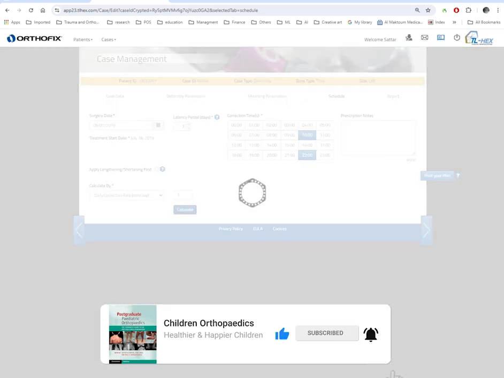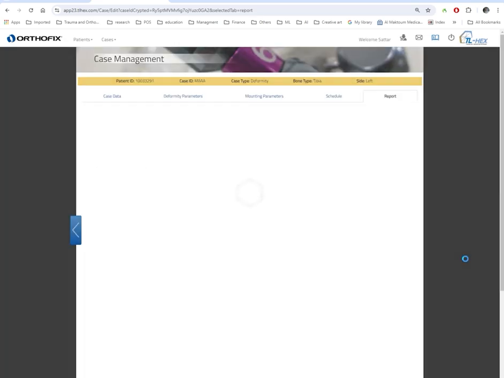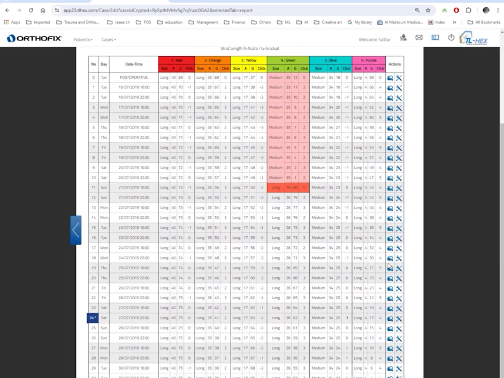You hit calculate, and it will tell you that you need 16 days for your correction if you go by 1 millimeter per day. And during this process, you need to exchange one strut, number 4. Okay, if you're happy with that, you go to the next. And this is your prescription, which you're going to give to the patient. You can see postoperative day is 0. Then you're going to start your correction on the 16th of July.